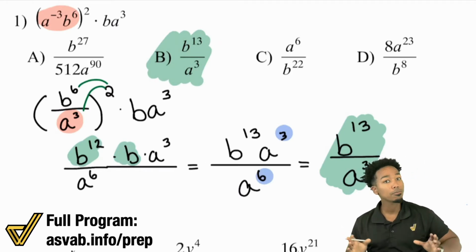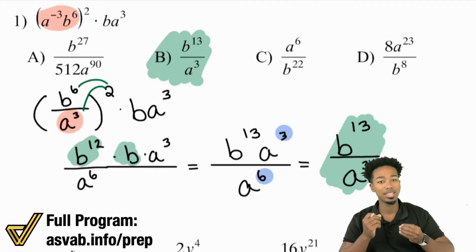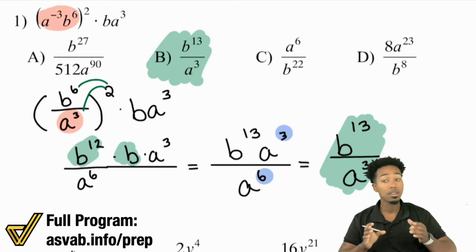And that, right here, my party people, will be the final answer, B. But again, if that was a little confusing, don't worry. Let me do this another way. Let me show you how you can still get the same answer if you did it another way.